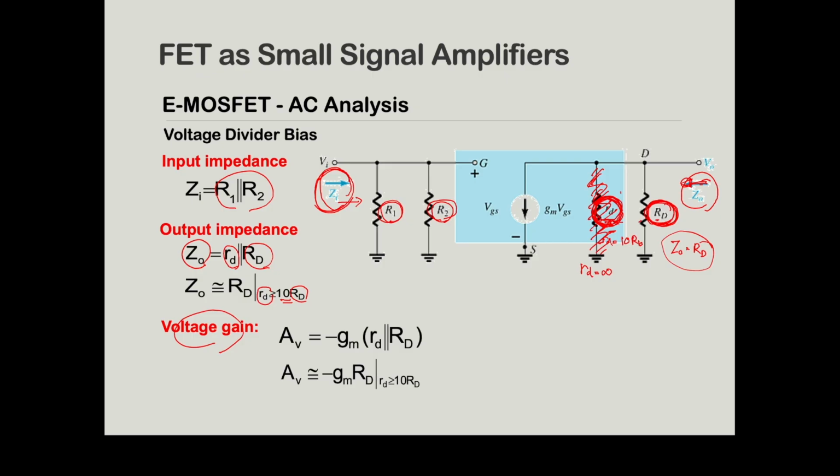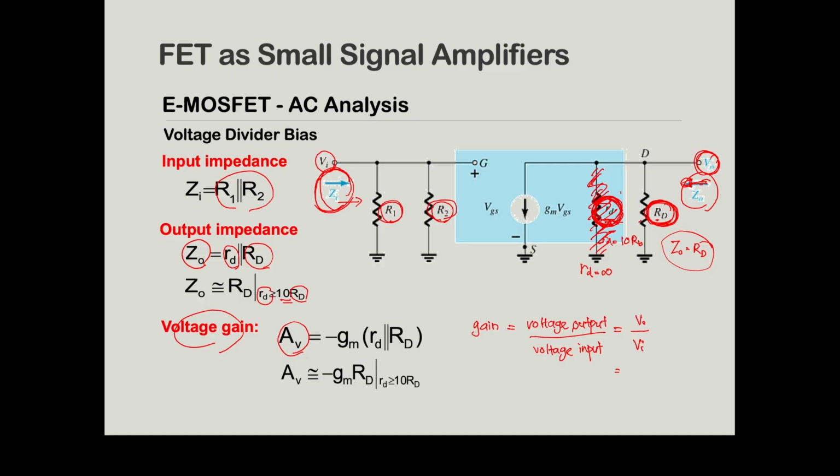Next, how to find the voltage gain? When we talk about gain, it must be the voltage output divided by the voltage input. So what is your voltage output? This is your voltage output, V out, divided by V in. So what is your V out?